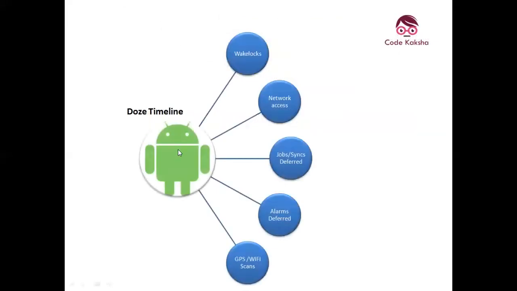This is the Doze timeline. When Doze happens, there will be no wake locks, no network access, no jobs or syncs, no alarms, and no Wi-Fi scans or GPS scans. All of this will be blocked, right? When the device is stationary and the screen is off, these will not work. They will be deferred until the next maintenance window. So there will be a cycle of Doze and maintenance window.